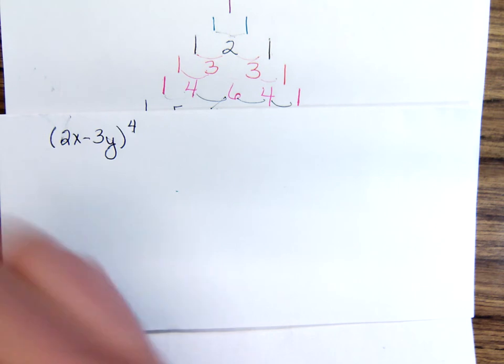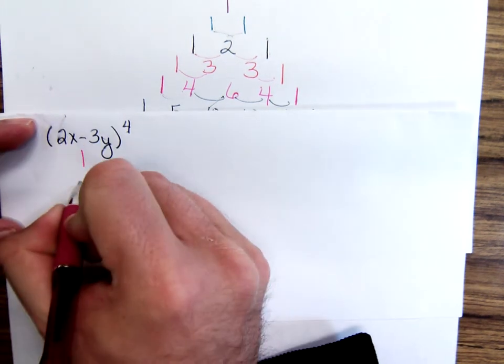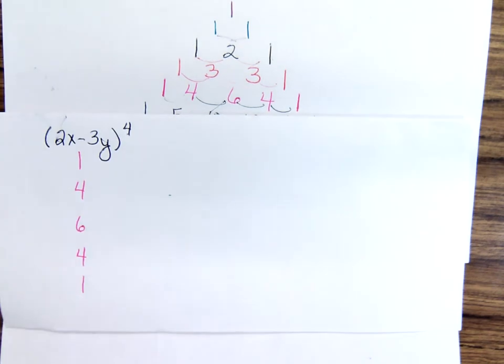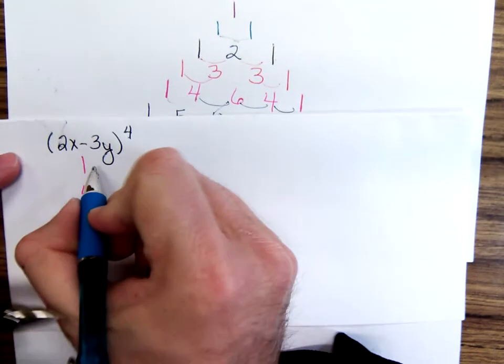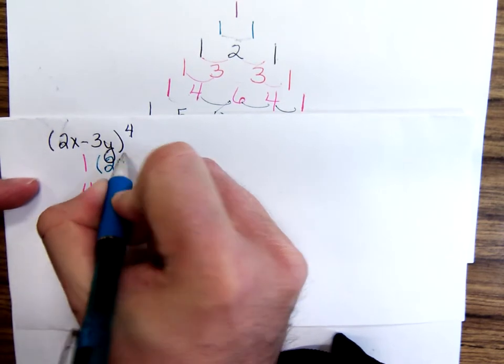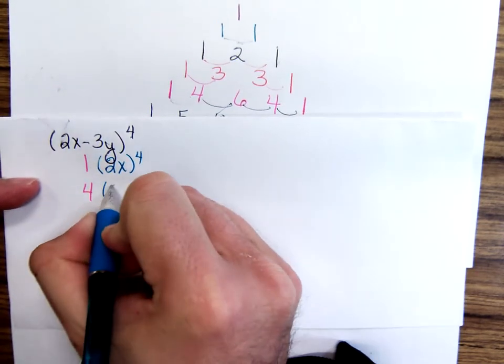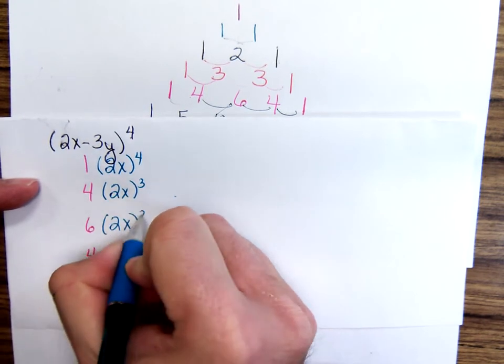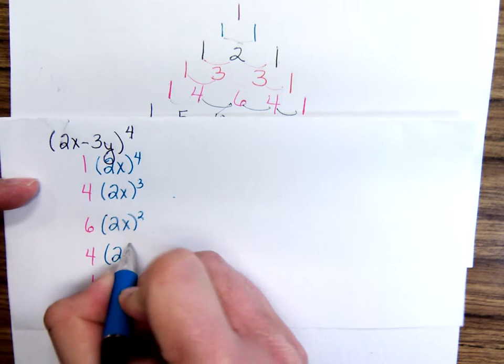Now, you begin to see how this can be a little messy. Take that first term, let's say the 2x, raise it to the 4th power, and then start decreasing the exponent. 3, 2, 1.